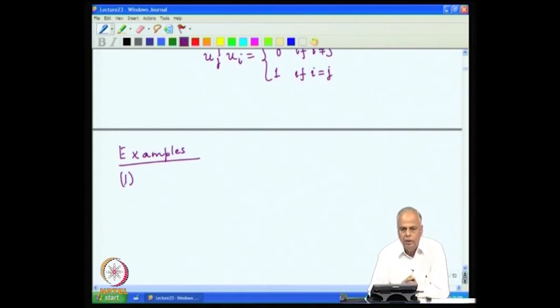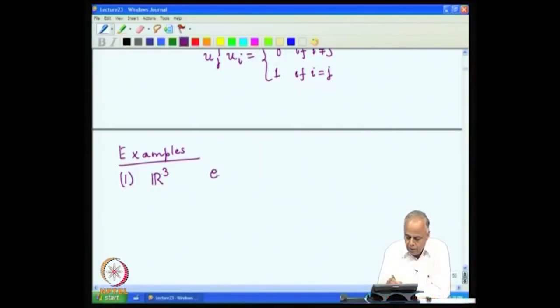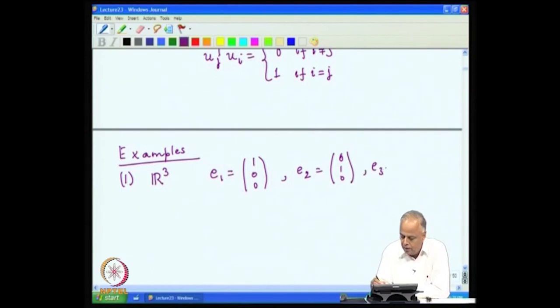Since this notion of orthonormality is a generalization of the i, j, k vectors, the i, j, k vectors come out as the first natural example of orthonormal sets. So, we have R3. In our vector space notation, we denote the i vector as e1 = (1, 0, 0), the j vector e2 = (0, 1, 0), and e3 = (0, 0, 1). This is an orthonormal set in R3.